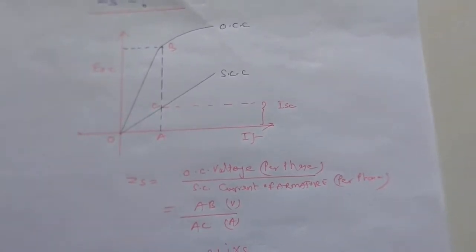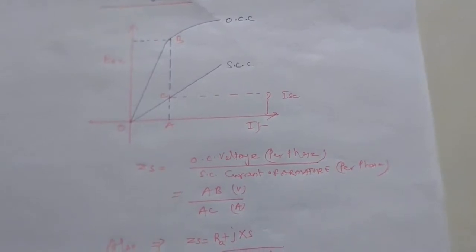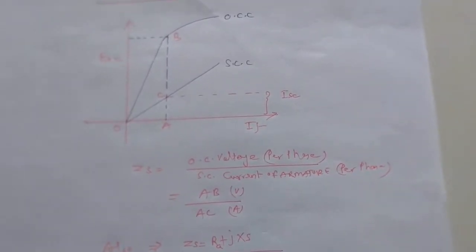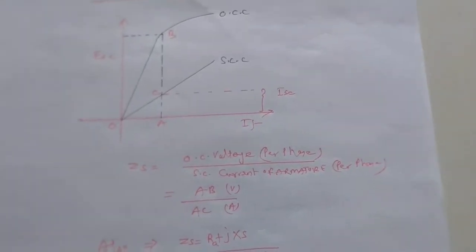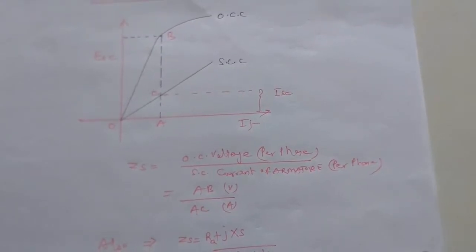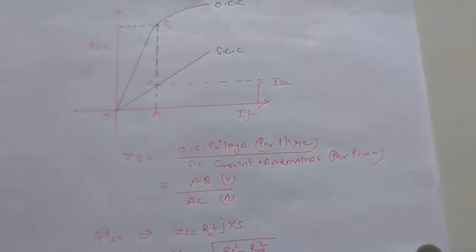These values can be found out with the help of the graph itself. When you draw these characteristics on the same baseline, it is going to be according to this graph which I have represented. The OCC value is going to be AB, whereas the short circuit current is going to be AC. So the ratio of AB and AC is going to give you the synchronous impedance.